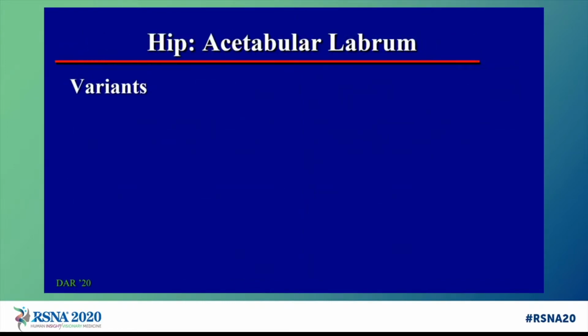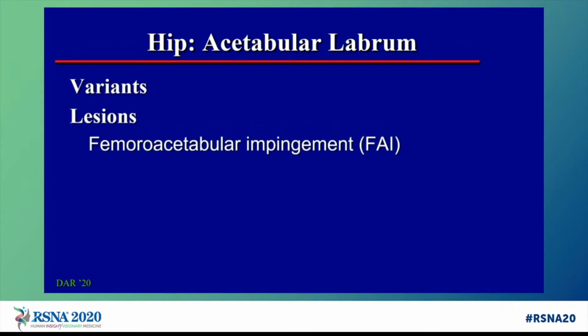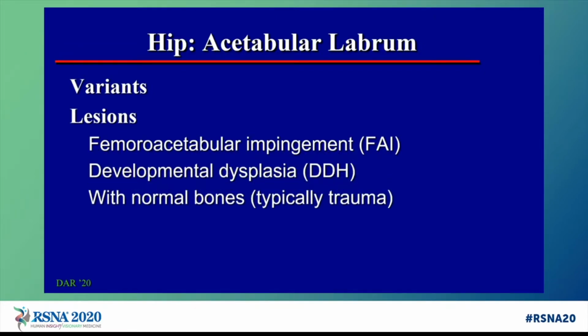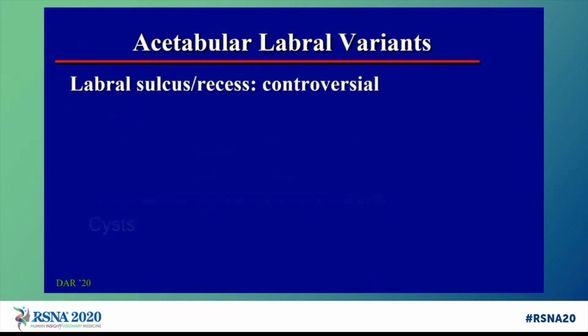For the hip, there are variants, and then there are lesions. The tears tend to be associated with bone disease like femoroacetabular impingement or developmental dysplasia, but can also occur with normal bones, and these are usually traumatic tears. They can also be associated with cysts. The main variant to be concerned with is this labral sulcus or recess, and this is controversial.